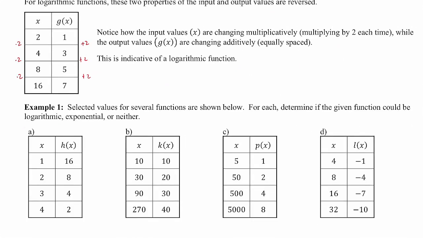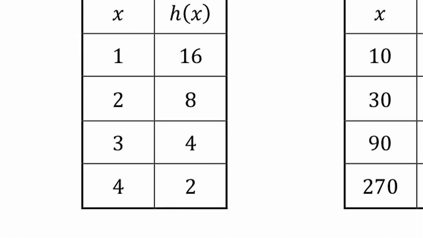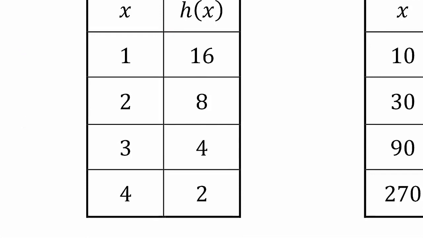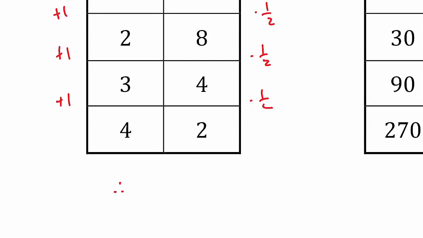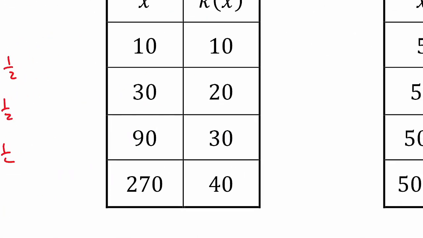So just using that idea itself, we should be able to figure out whether or not the tables given to us in example number 1 are logarithmic or exponential. So let's observe the behaviors of the input and output values. The input values are adding by 1 each time. My output values are multiplying by 1/2 each time, which should indicate add-multiplies, which I infer to be an exponential function. Taking a look at the second table, the x values are multiplying by 3 each time, and my output values are adding by 10 each time. This is multiply-adds, which infers that this is logarithmic.